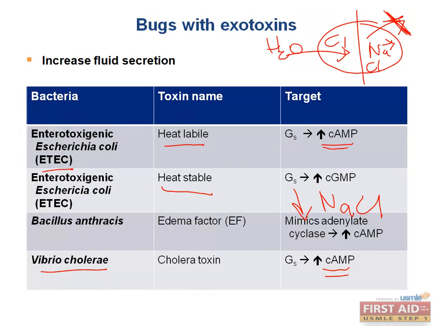So, labile causes increased cyclic AMP, stable causes increased cyclic GMP. Labile in the air, stable on the ground.